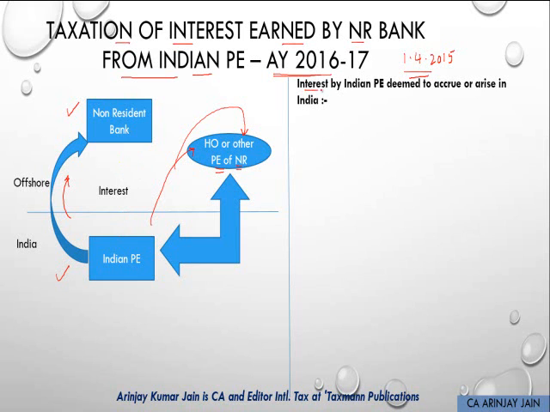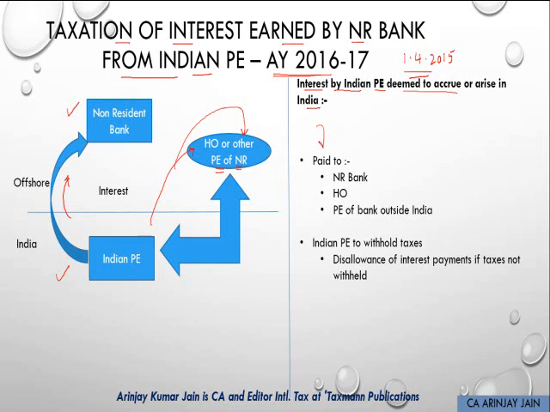So the amendment that has been brought is that the interest paid by the Indian PE shall be deemed to accrue or arise in India, and whenever this is paid to the non-resident bank here, or the head office or the PE of a bank outside India, then the Indian PE is under an obligation to withhold taxes from such payment. If these taxes are not withheld, then the disallowance of interest payment shall be attracted. So in effect, going forward, whatever payments are made by the Indian PE to its non-resident bank, it has to withhold interest payment withholding tax.